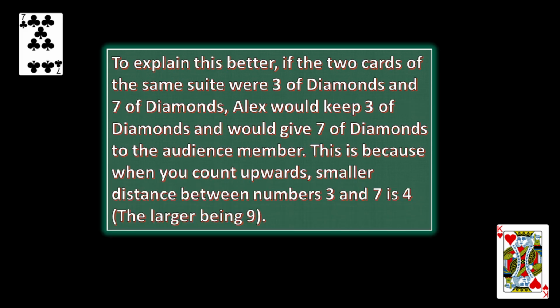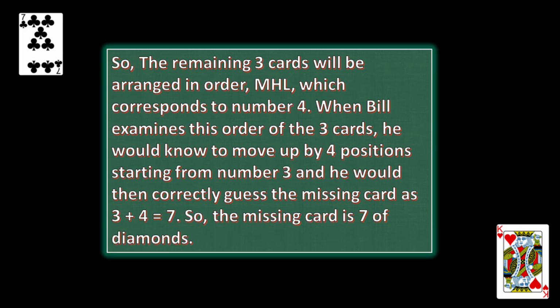To explain this better, if the 2 cards of the same suite were 3 of diamonds and 7 of diamonds, Alex would keep 3 of diamonds and would give 7 of diamonds to the audience member. This is because when you count upwards, the smaller distance between numbers 3 and 7 is 4, the larger being 9. So, the remaining 3 cards will be arranged in order MHL, which corresponds to number 4.